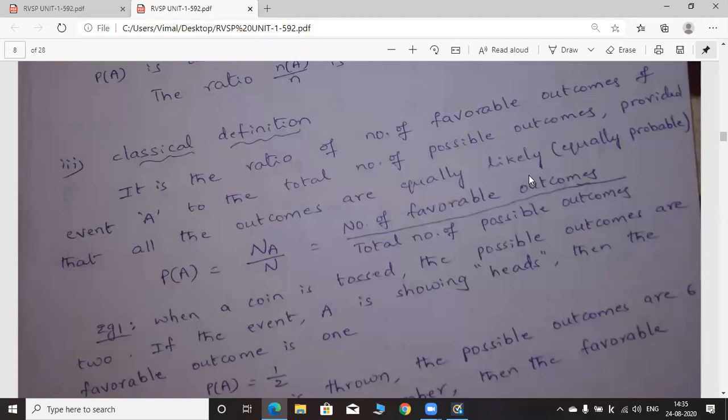Favorable event means our required thing. What are the odd numbers in those 6? 1, 3, 5. So the number of favorable outcomes is 3, and the total number of possible outcomes is 6. 3 by 6 becomes 1 by 2. If you want to get an even number after throwing a die, getting an even number is the favorable outcome. How many even numbers do we have? 2, 4, 6. So we have 3 favorable outcomes and the total number of possible outcomes is 6. So 3 by 6 again gives 1 by 2.